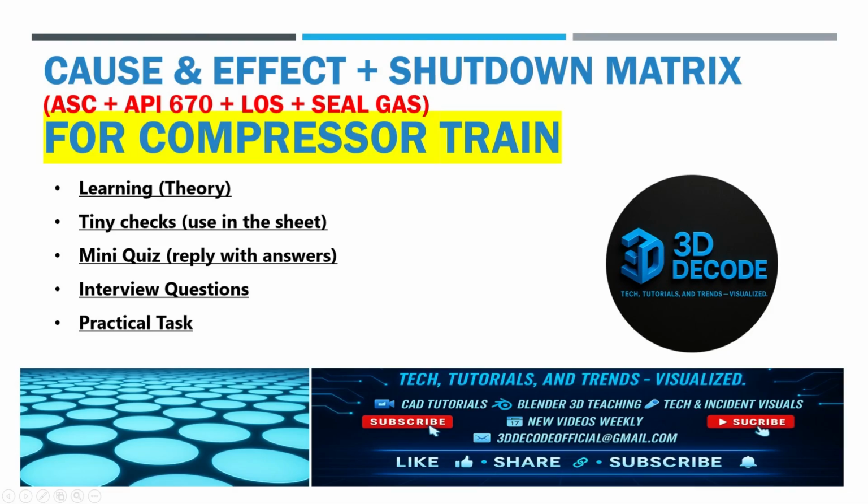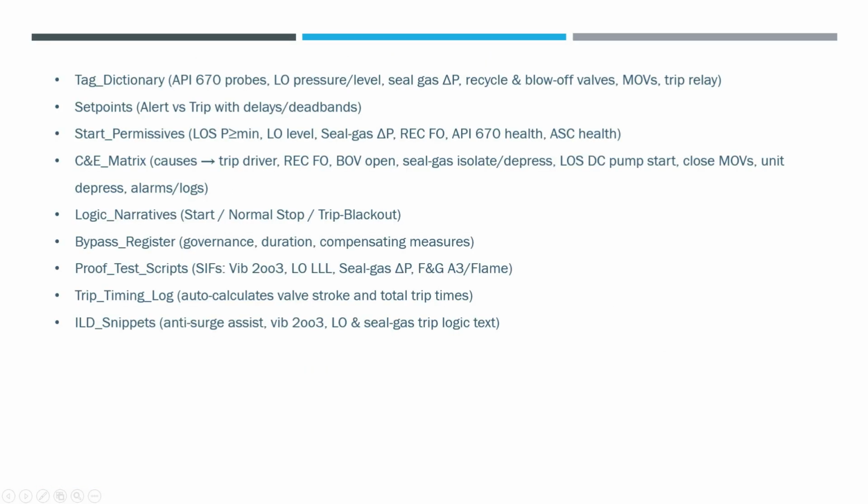Today's topic is cause and effect plus shutdown matrix for a compressor train, covering ASC, API 670, lube oil system, and seal gas. We'll walk through all the components step by step, just like you would review them on a real project. First, the tag dictionary.